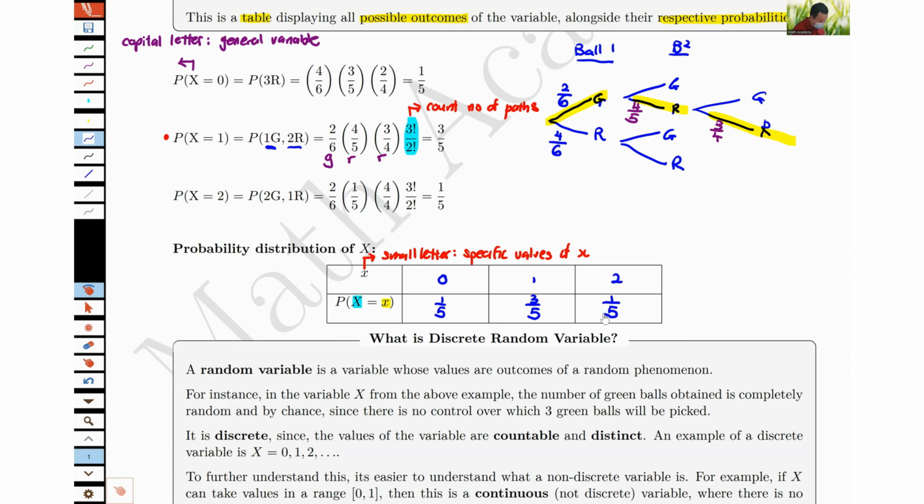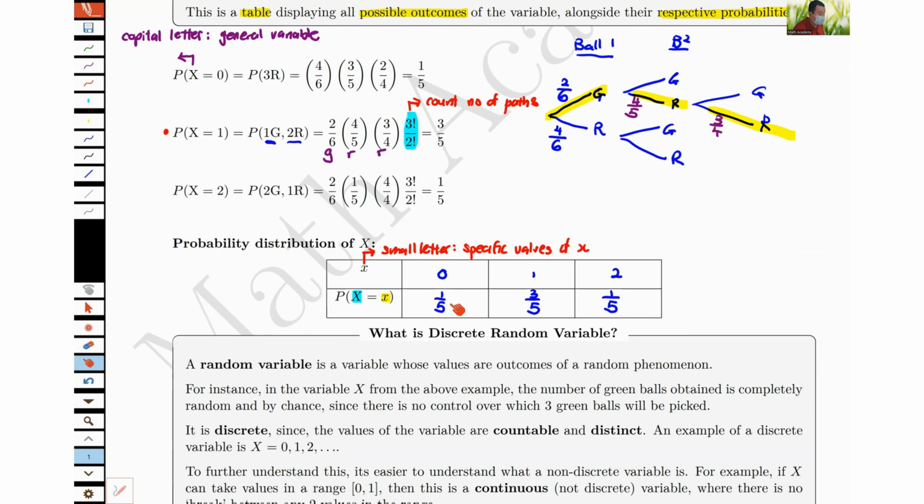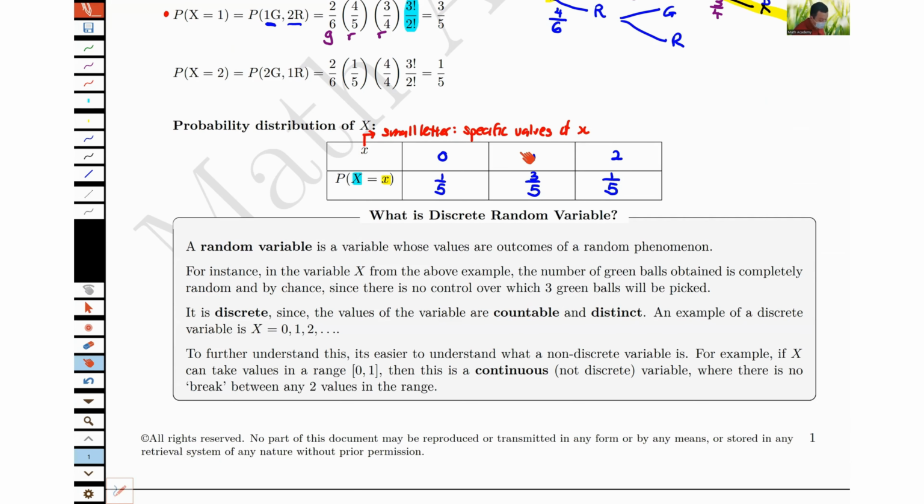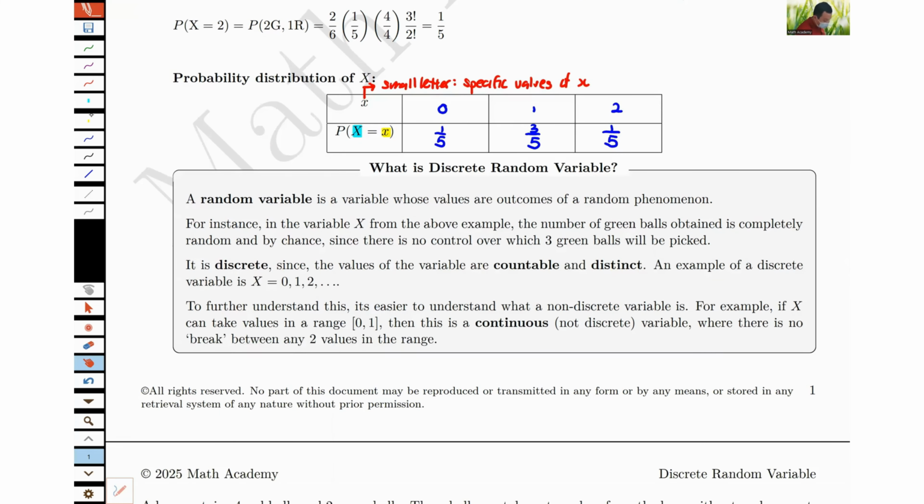Okay, so this is what a probability distribution table is about. There's no difference from what we have done in the last few weeks except to present in this way. But we also need to know what is a discrete random variable. Why is this chapter called this way? It's optional, but better for you to understand once.